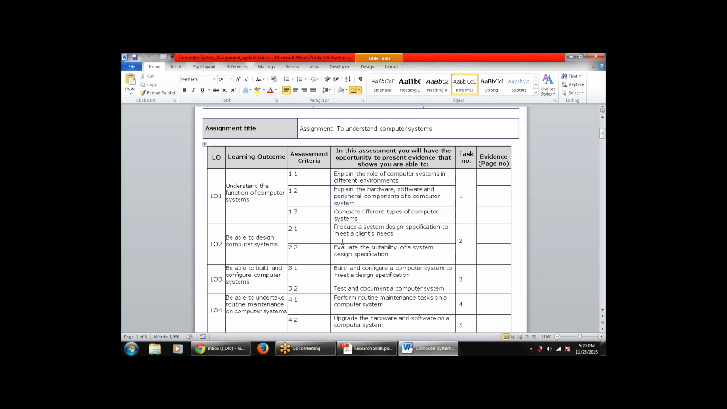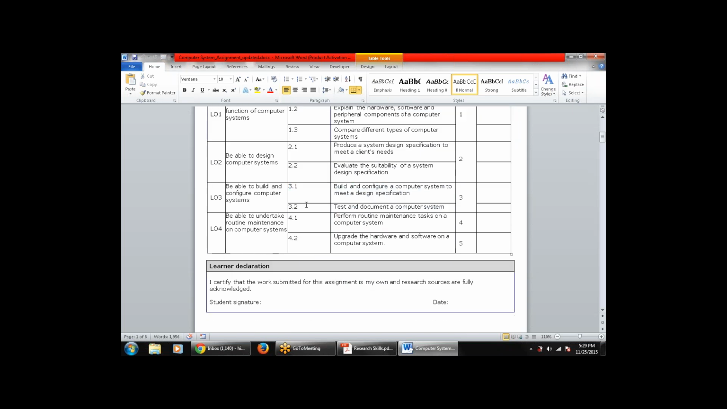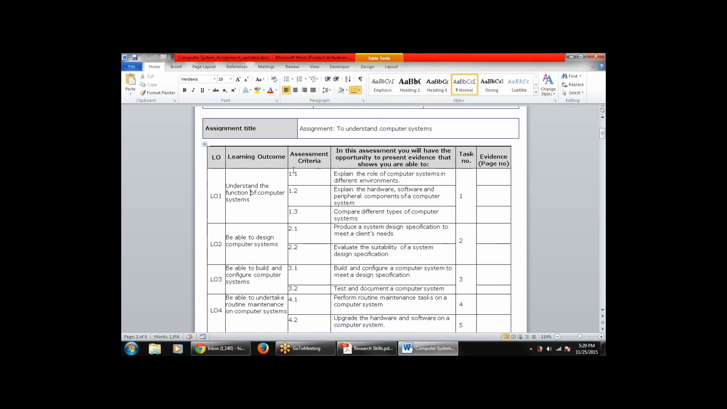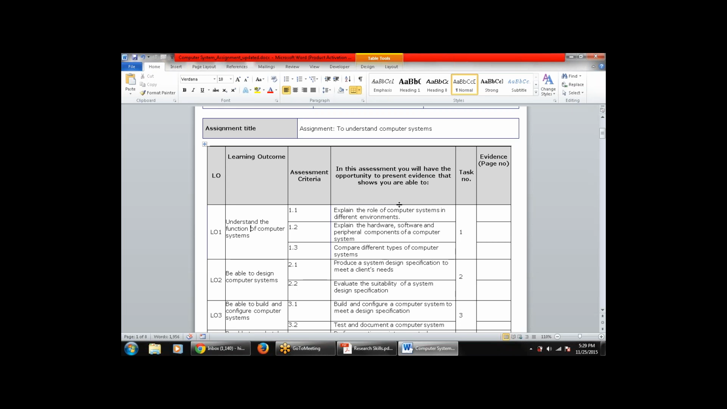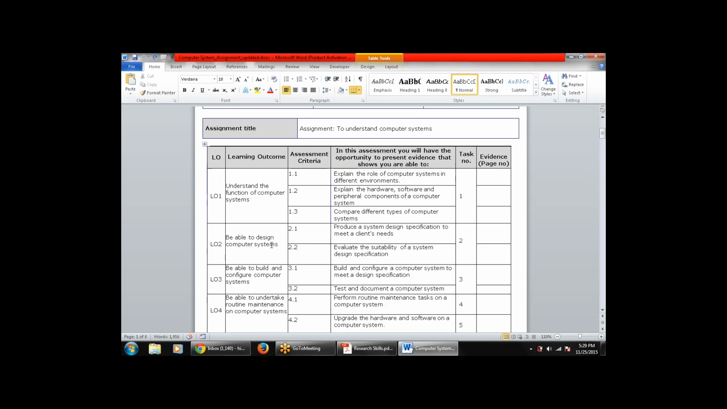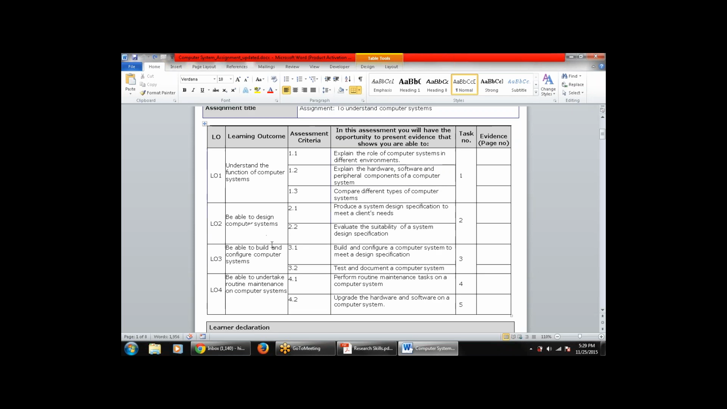Then next is the LO2, and there are 2 assessment criteria that is covered in the LO2. Then LO3, that is be able to build and configure the computer system. There are again the 2 criteria, that is the 3.1 and the 3.2. The next is the LO4, that is the learning outcome 4, and there are again the 2 criteria, that is the 4.1 and 4.2. That means in LO1 only the 3 criteria, otherwise for the LO2, LO3 and the LO4 there are only two criteria.